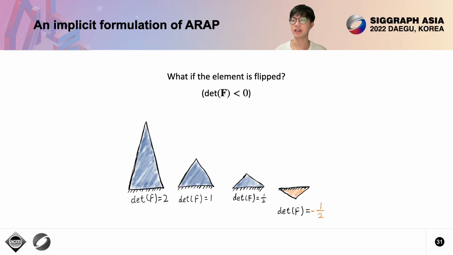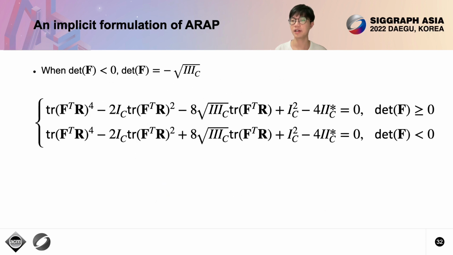Now, here comes another issue. What if the element flipped? If we push too much on an element so that it flips to the opposite side, will the trace term still satisfy the Cauchy equation? Unfortunately, the answer is no.